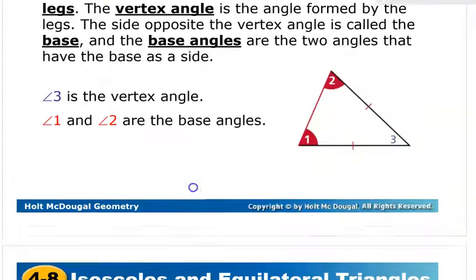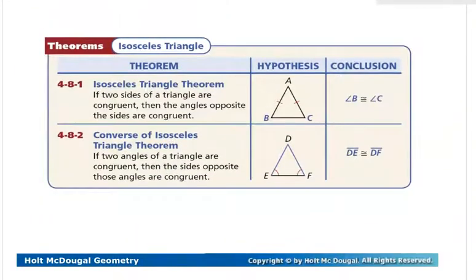So on an isosceles triangle, our isosceles triangle theorem tells us that those base angles are congruent. So if we have an isosceles triangle, the base angles are congruent. So if we have an isosceles triangle and this was 50, then we could also say that this is 50 degrees. Now the converse tells us the other way.